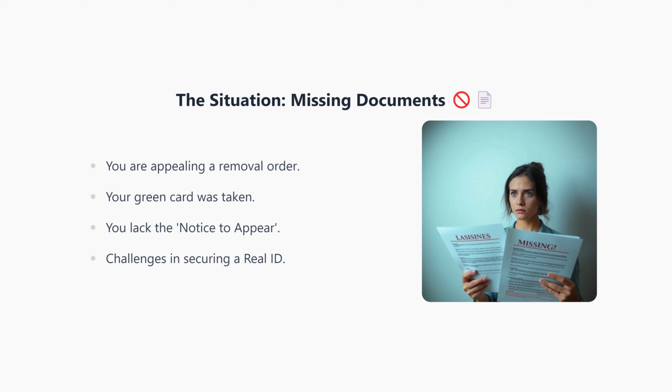Imagine this scenario. You're appealing a removal order. Unfortunately, this means your green card has been confiscated, and most challenging of all, you don't have the notice to appear document, a crucial piece required for securing a real ID. As a result, this puts another hurdle in the already complex process of maintaining your legal status and identification.